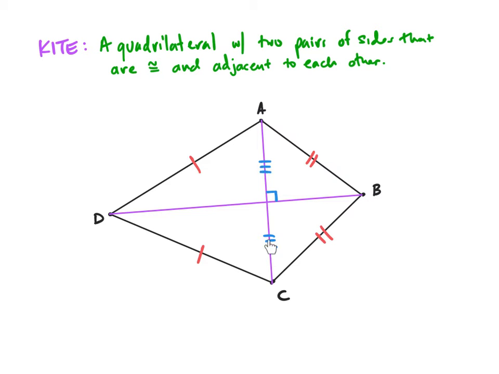It doesn't happen to both of them. They're not both perpendicular bisectors of each other, because we can look at point A and realize that point A is not necessarily equidistant from D and B. So it doesn't have to be on the perpendicular bisector of segment DB. But it will always be true for one of the diagonals. It'll be the perpendicular bisector of the other one.